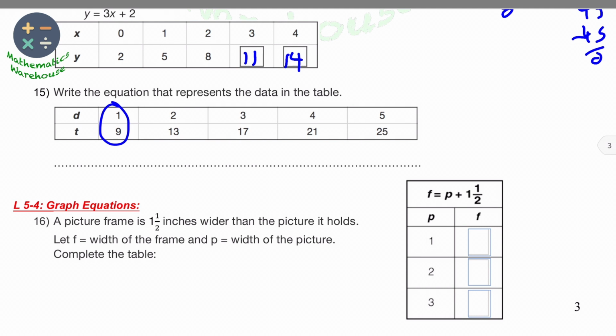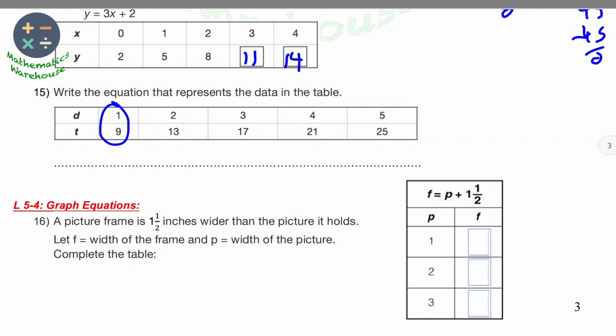So let us multiply by 4. 2 times 4 equals 8 plus what equals 13? Plus 5. So now we are multiplying by 4, then add 5. Let us try this with 3. 3 times 4 equals 12. 12 plus 5 equals 17. It works. Try it with 4. 4 times 4 equals 16. 16 plus 5 equals 21. It works. Try it with 5.